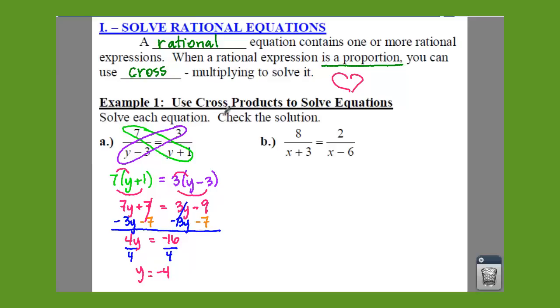Now it does say in the directions to make sure you check your solution. The way you do that is you need to make sure your denominator is not equal to 0. So if you take this negative 4 and plug it back into each of your denominators, you just have to make sure it is not equal to 0. On the left, negative 4 minus 3 is negative 7, so we're good there. On the right, negative 4 plus 1 is negative 3.